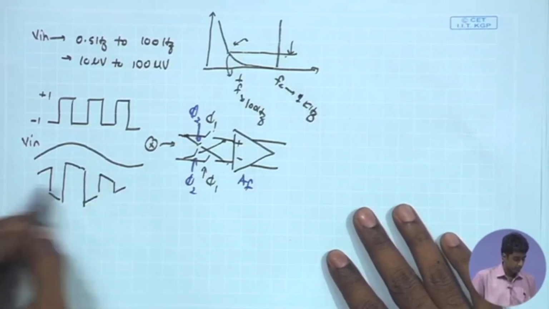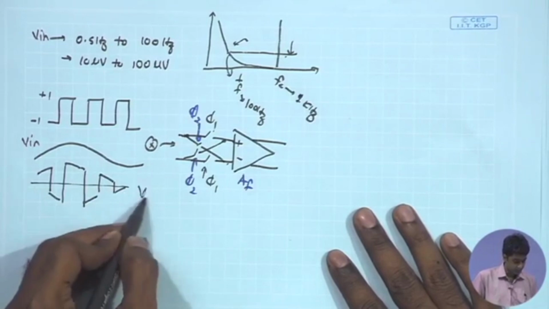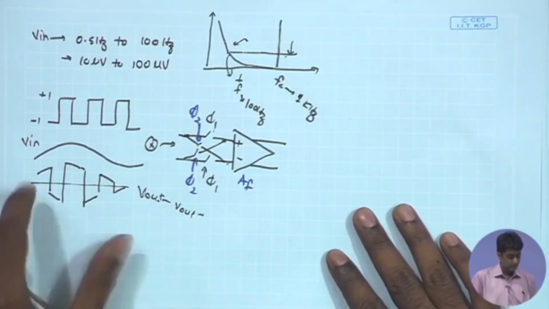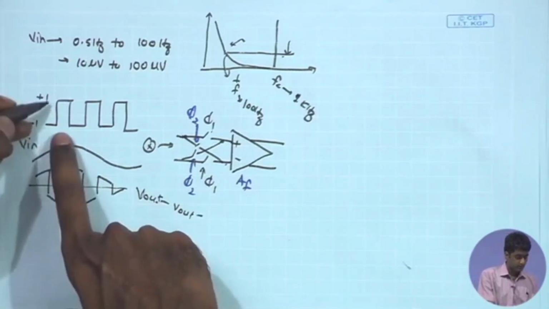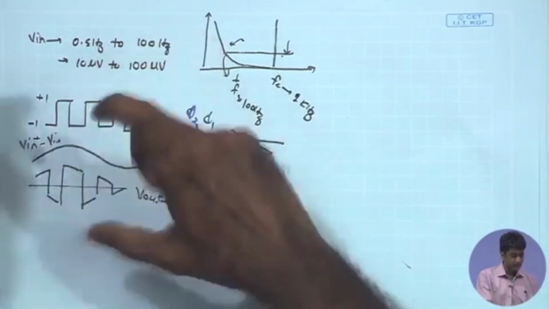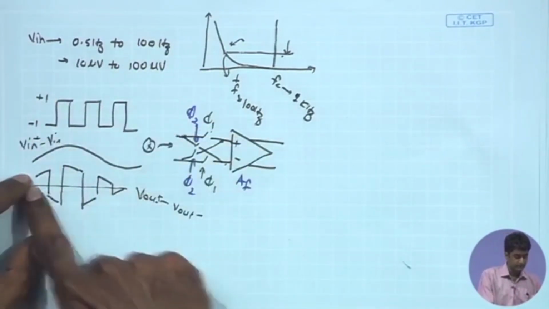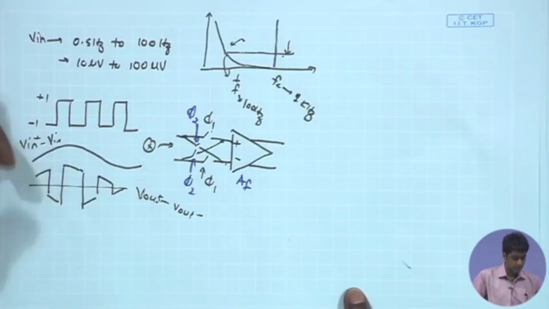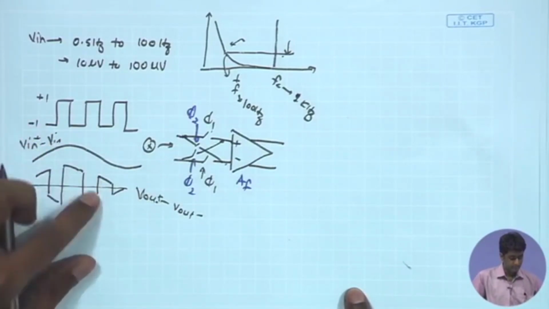So, if I look at V out plus minus V out minus, we expect the input signal, I am assuming this is your V in plus minus V in minus, input signal getting multiplied by this plus minus 1. As a result, every cycle you are getting the output signal changing the polarity in a stepwise fashion.